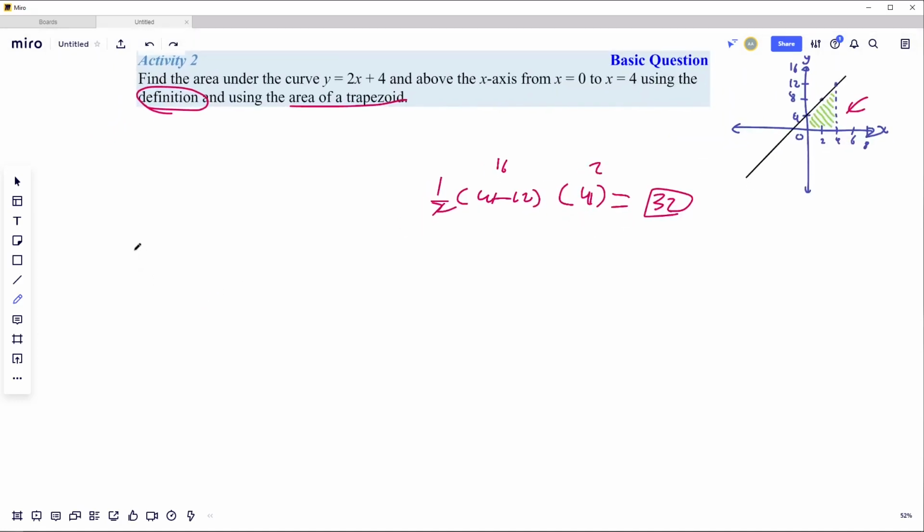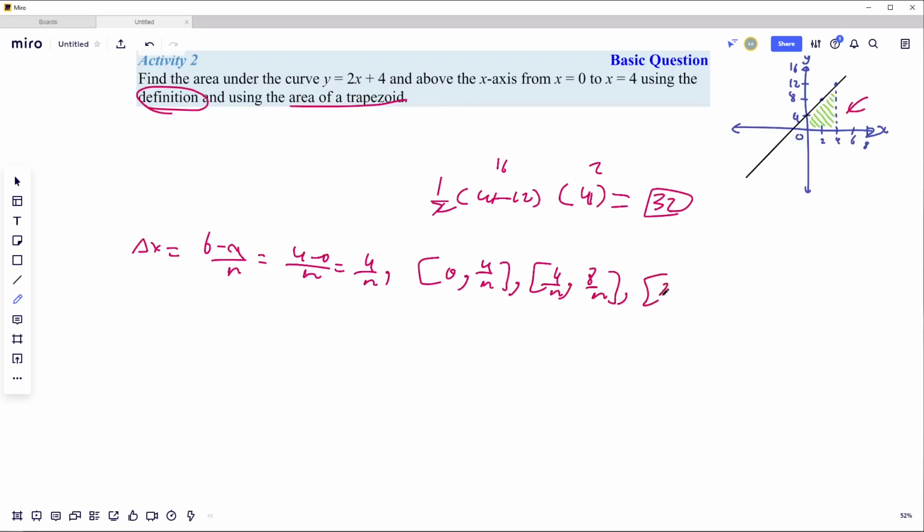as in the previous ones, we immediately start with delta x, which is b minus a over n. So 4 minus 0 over n, you get 4 over n. And if you want your intervals, you start from 0, right? So 0 plus 4 over n, you get 4 over n. And then 4 over n again, plus 4 over n, you get 8 over n. And then add 4 over n again, you get 12 over n, and so on.